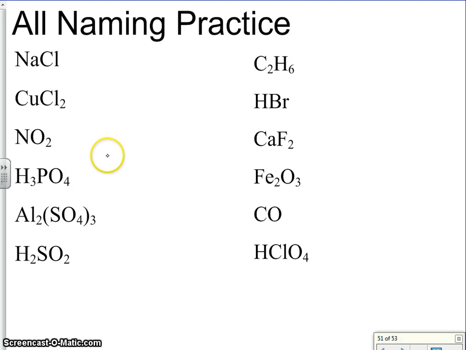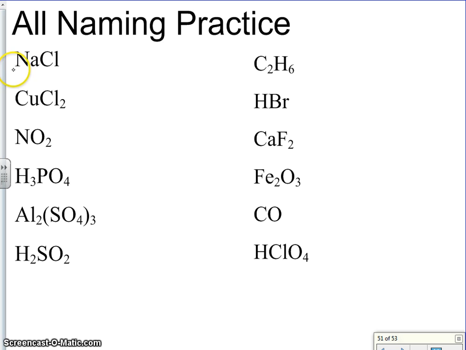Alright guys, last but not least is just to go through and do some practice with you guys to make sure you're able to identify what's what and how to name it. So the first step, if you get your quiz or your test later this week, is to go through and identify what type of compound everything is. So NaCl is our first compound up here.